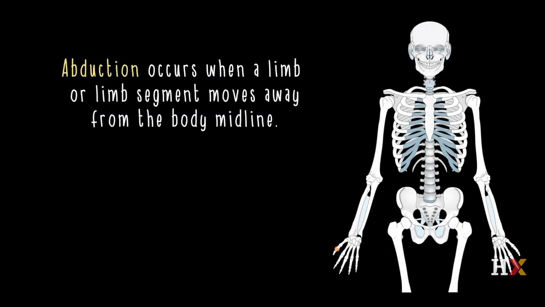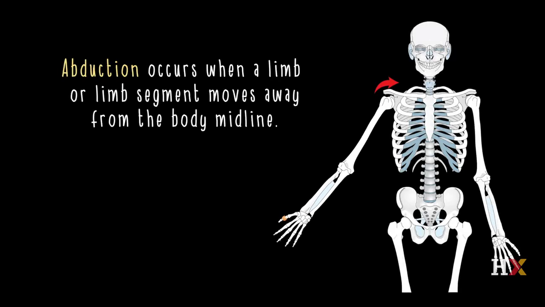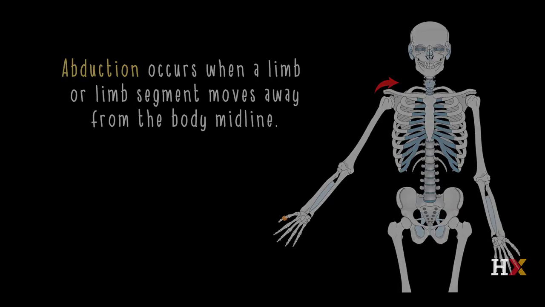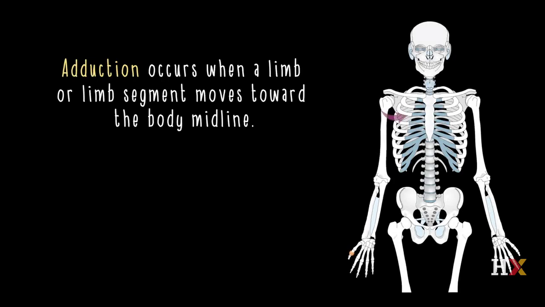Looking at the skeleton from the anterior aspect, abduction occurs when a limb or limb segment moves away from the body midline, and adduction occurs when a limb or limb segment moves toward the body midline. So abduction away from the midline, adduction toward the midline.